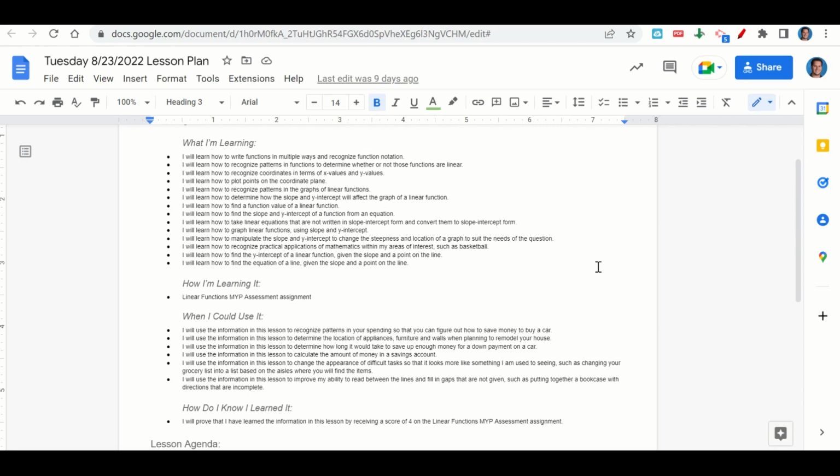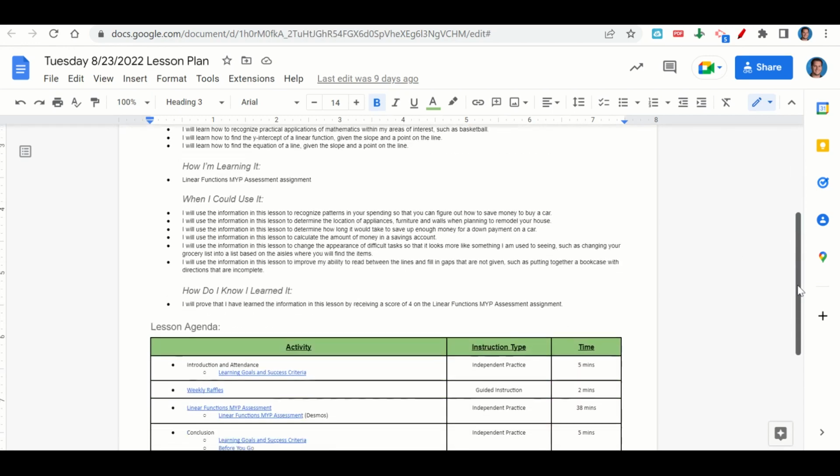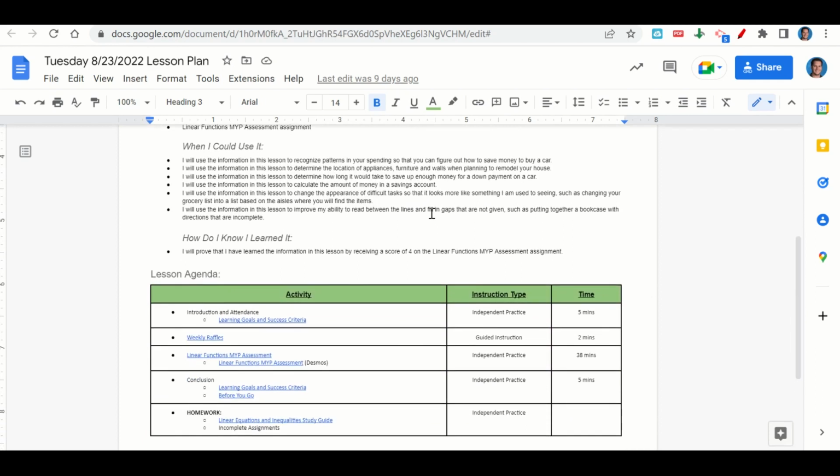How do you know you learned it? By getting a score of 4 on the Linear Functions MYP Assessment assignment. Now let's take a look at our agenda for today. We will begin by going over our learning goals and success criteria. Next, we'll do our weekly raffle. After that, I'll give you time to complete the Linear Functions MYP Assessment assignment on Desmos.